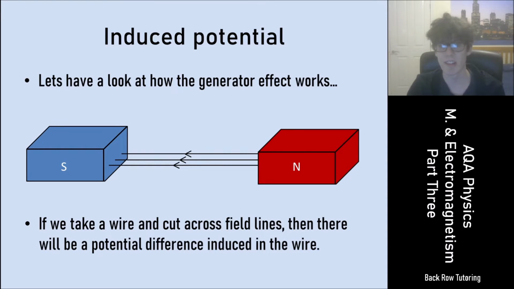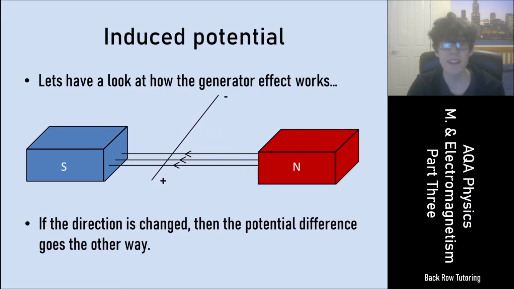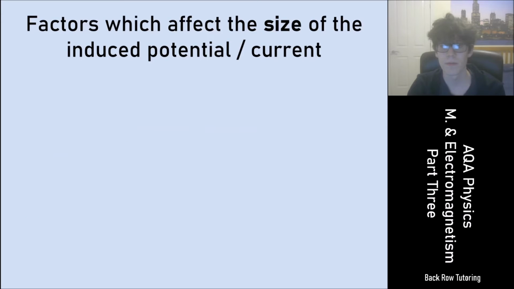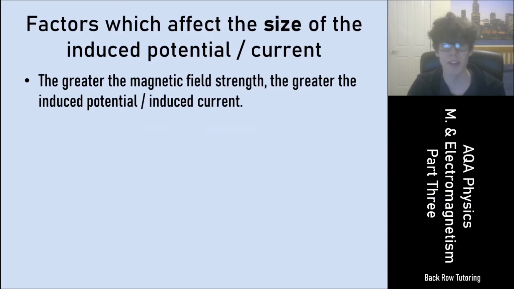Let's have a look at how the generator effect works. If we take a wire and cut across field lines, then there will be a potential difference induced in the wire. If the direction is changed, then the potential difference goes the other way. If we do this with a full circuit of wire, then we get a current which flows. The greater the magnetic field strength, the greater the induced potential or induced current.